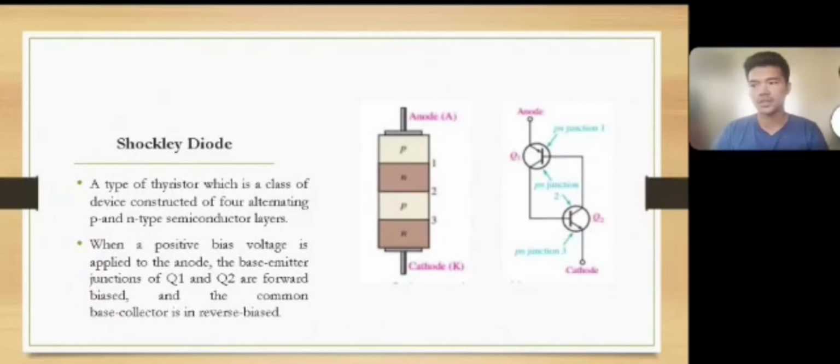For introductions, a Shockley diode or the four-layer diode is a type of thyristor, which is a class of device constructed of four alternating P and N-type semiconductor layers. It was invented by William Shockley and manufactured and marketed by the Shockley Semiconductor Laboratory in the 1950s.